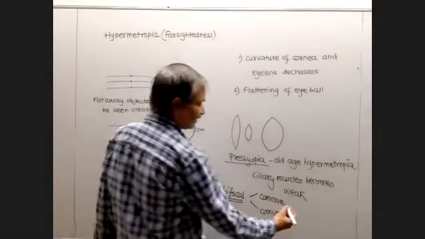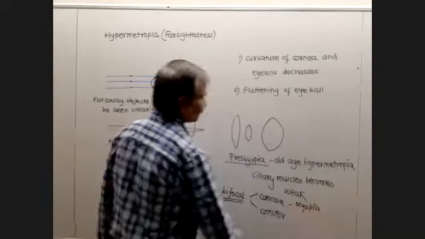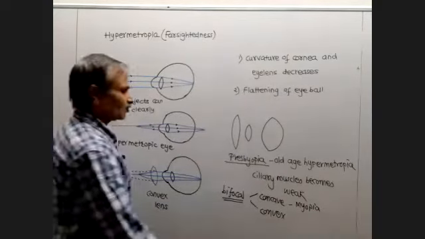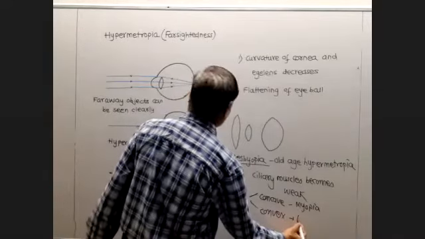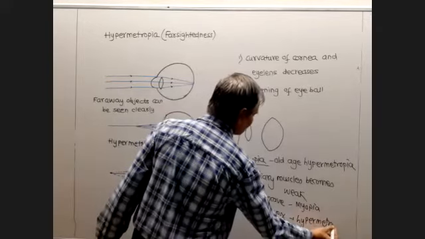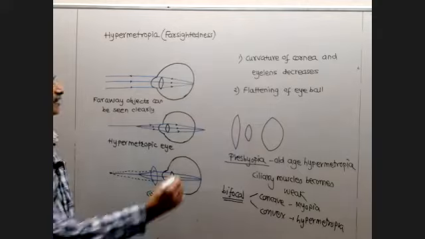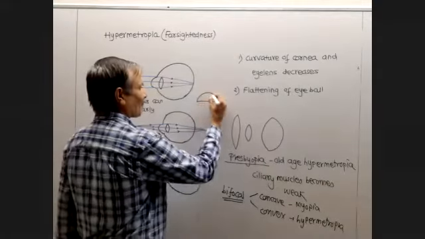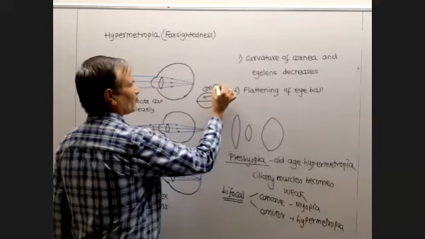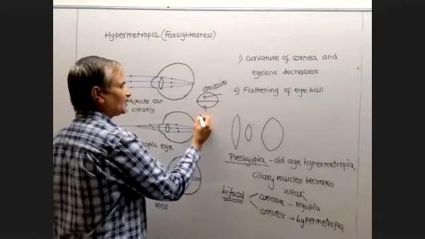Concave lens is there for myopia, that is to see the far away objects clearly, and convex lens is there for hypermetropia, that is to see the nearby objects clearly. Suppose two parts are there, this and this. The upper part is concave. The lower part is convex.